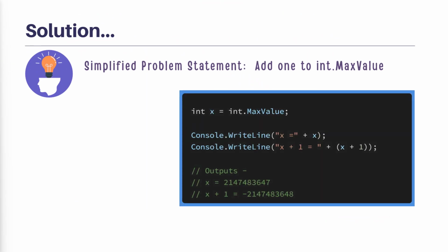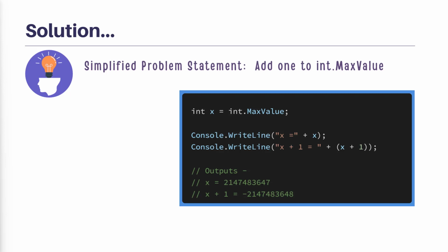In this code snippet, we have declared a variable x, which is assigned integer.max value. And then there are two console.write lines. The first console.write line displays the value of x, which is integer.max value. The second console.write line displays the result, which is generated after adding 1 to integer.max value. The commented area also shows the outputs that I got after running this code.